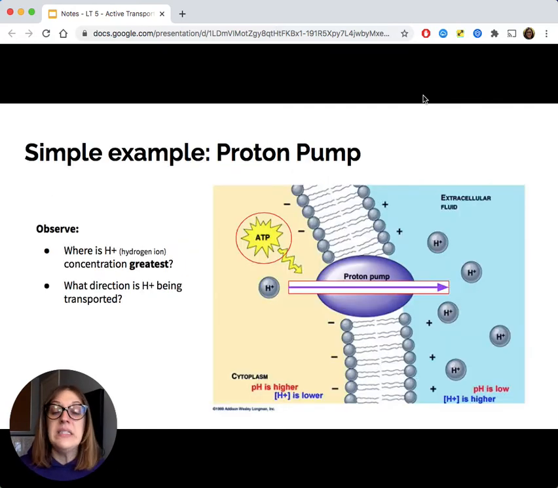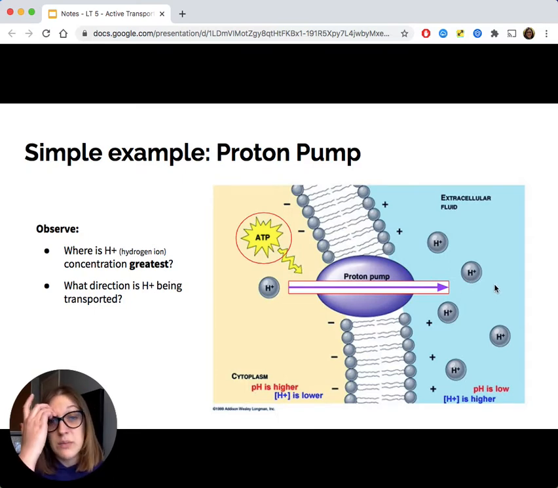So here's a really simple example of a proton pump. This is one example of a membrane pump where you can see that we have a high concentration of hydrogen ions outside of the cell, and a low concentration of hydrogen ions inside the cell. And so we're pumping hydrogen ions from where there's few to where there's many, and ATP is this energy molecule that's going to fuel this process to push that hydrogen from few to many.